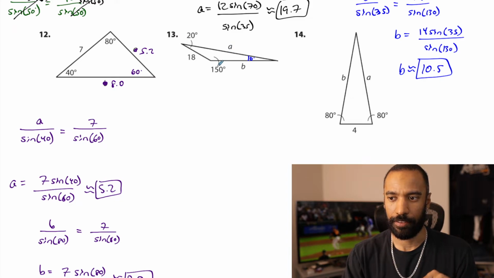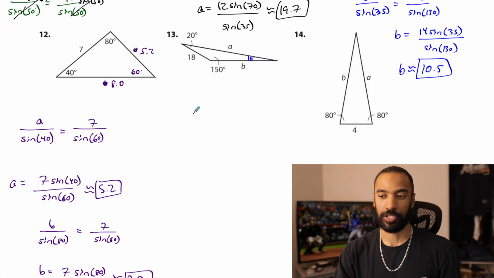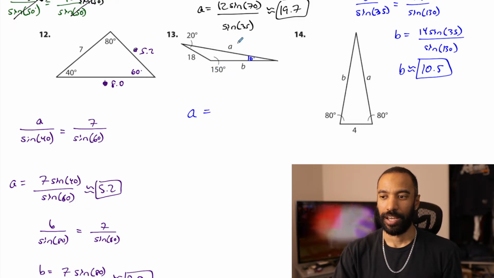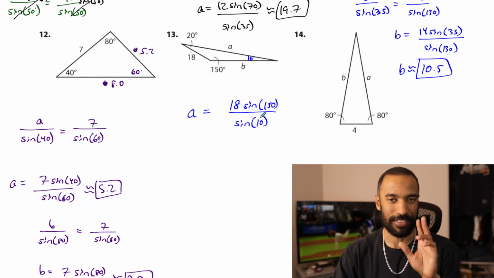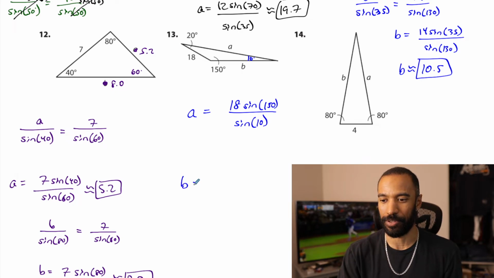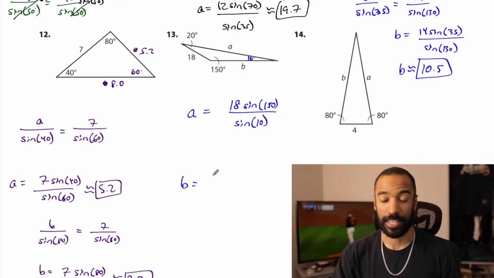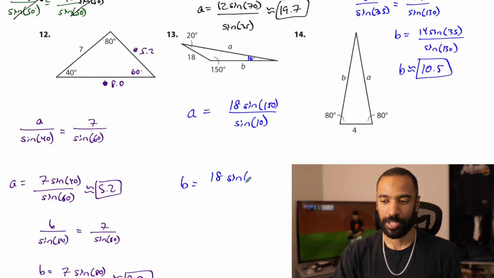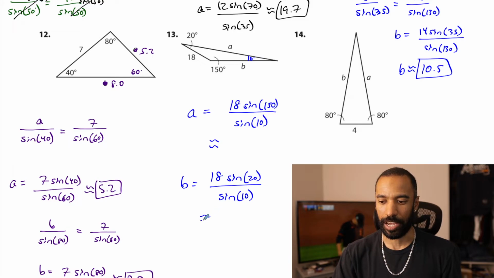A over sine of 150 is 18 over sine of 10. That sine of 150 has to multiply to the other side. So let's see if we can do that in our head. Suddenly, I don't know if I can. 18 times sine of 150 over sine of 10. That might be a lot for you guys to take in. It's even a little bit hard for me. If B over sine of 20 is 18 over sine of 10, multiply both sides by that sine of 20. 18 times sine of 20 over sine of 10. I do believe that's what those values should be as we approximate them. Let's go ahead and check out what they are.